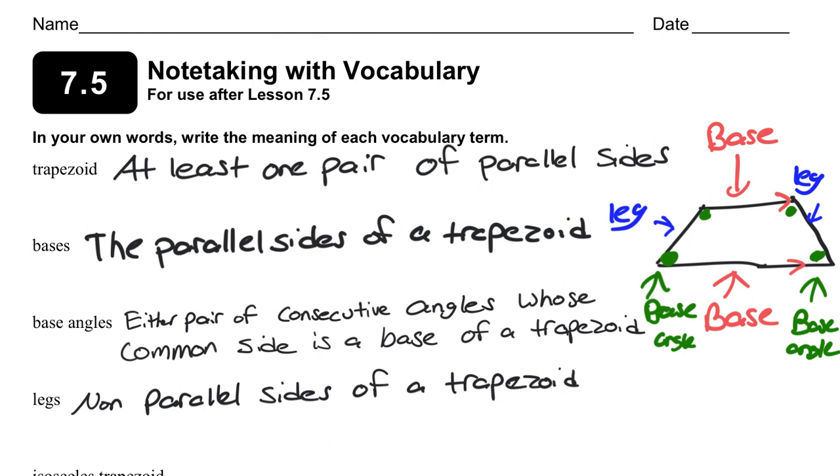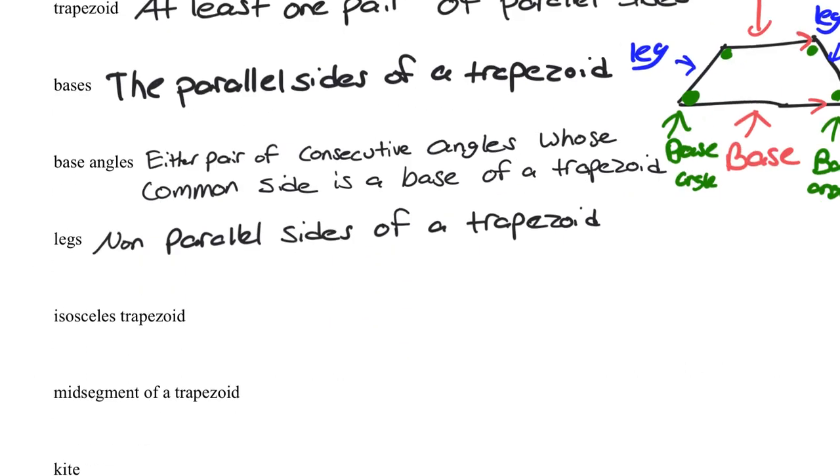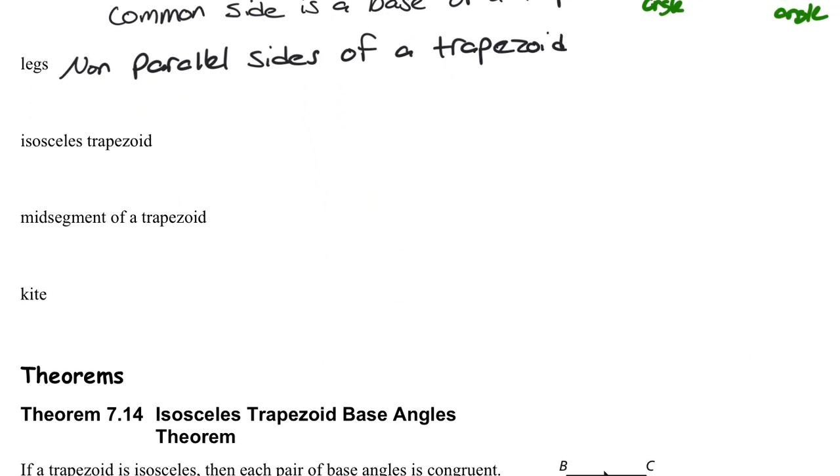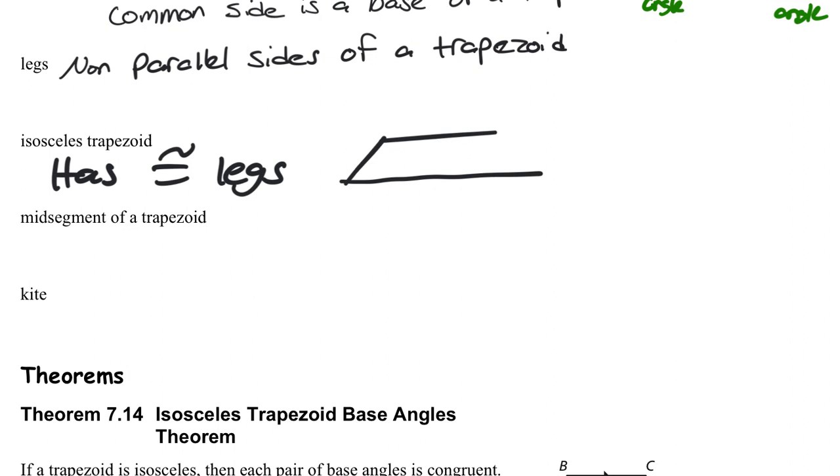Let's talk about a specific type of trapezoid. So we have an isosceles trapezoid here. An isosceles trapezoid is a trapezoid that has congruent legs. So here's my trapezoid, and I'm going to try to make this look a little more congruent here. That just means our two bases are parallel and our two sides are congruent. So that would be an isosceles trapezoid.